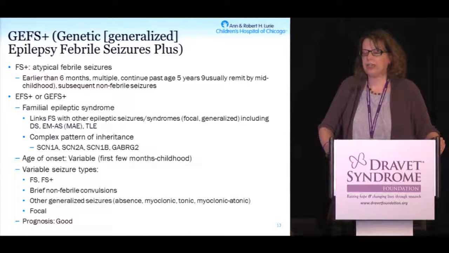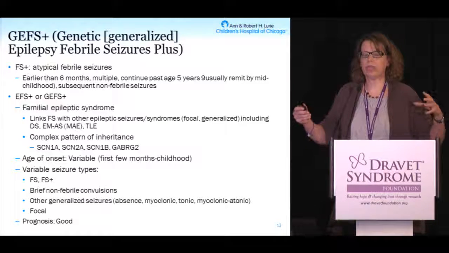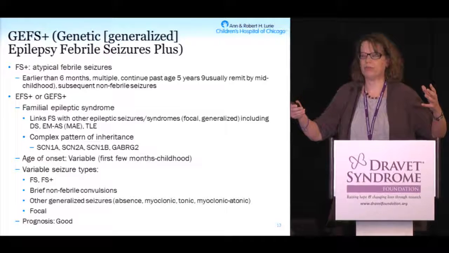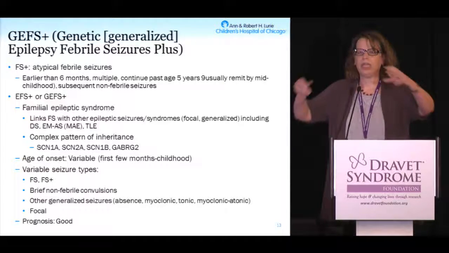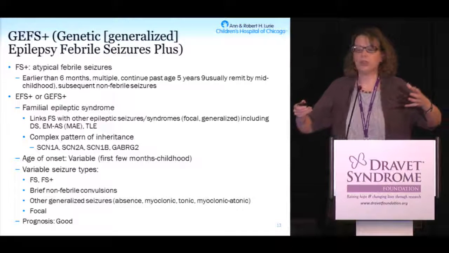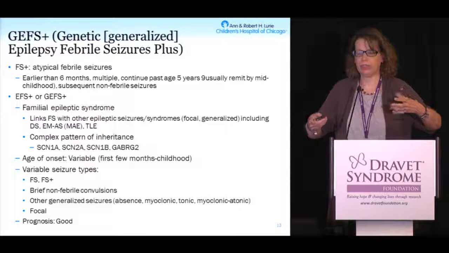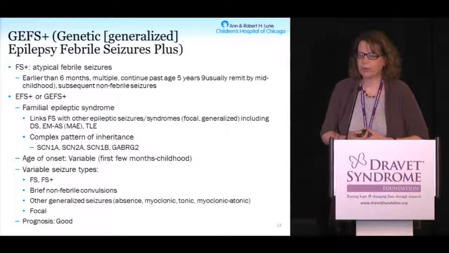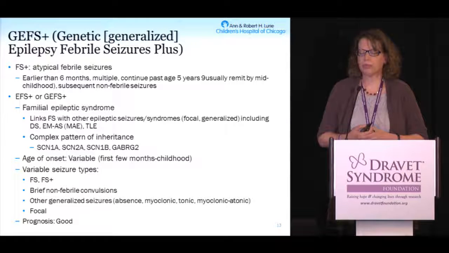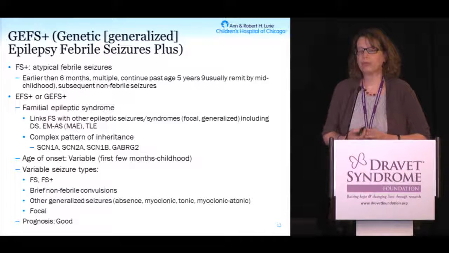The idea of an epilepsy febrile seizures plus, or genetic epilepsy and febrile seizures plus, is really looking at febrile seizures in the realm of the family pedigree. It links the febrile seizures with other seizure epilepsy syndromes, both generalized and focal. And in these family pedigrees is where you might have the febrile seizures in association with the SCN1A or 2A or other genes. Subsequently, the seizure types are much more variable with both febrile seizures, the febrile seizures plus brief non-febrile convulsions, other generalized seizures, but the prognosis is still very good.